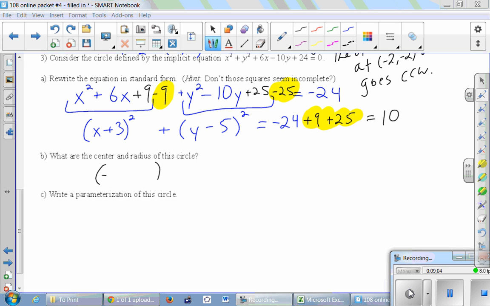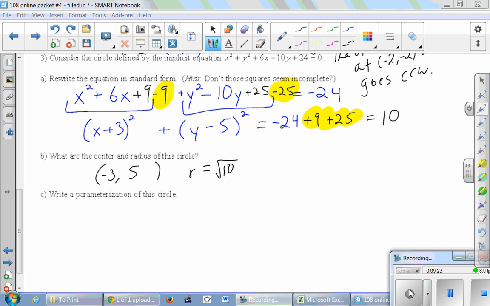Center, here we do have to change the signs. x plus 3 gives you a minus 3 for the x coordinate in the center. y minus 5 gives you a positive 5 for the y coordinate. And then the radius, okay, this one's not a perfect square, but I can tell you a number that when I square it gives me 10, and that's the square root of 10.